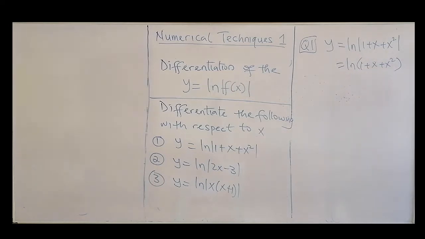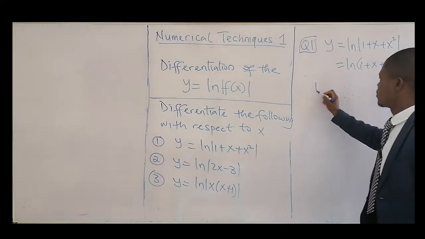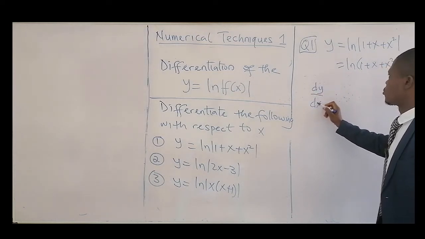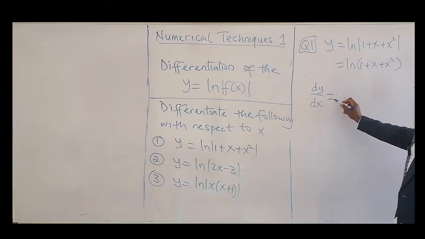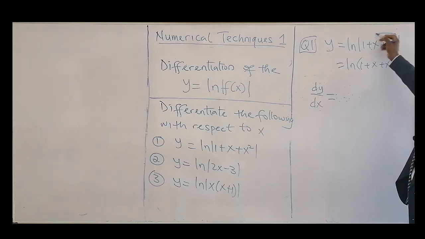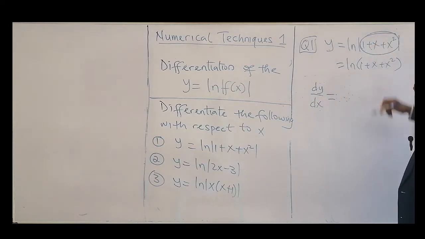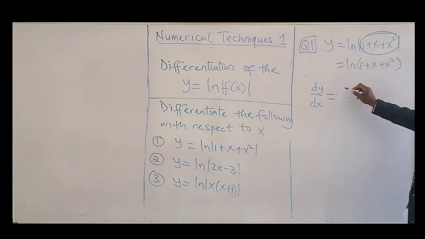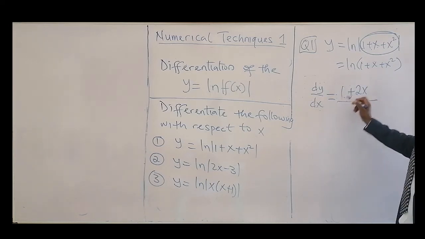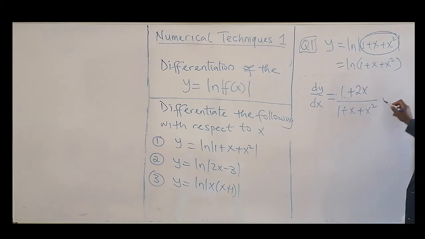So the derivative of that, dy/dx, it's a function of x, will be equal to the derivative of that function. The derivative of 1 is 0, of x is 1, of x squared is 2x, all over the function itself, which is 1 plus x plus x squared. So that finished the question.